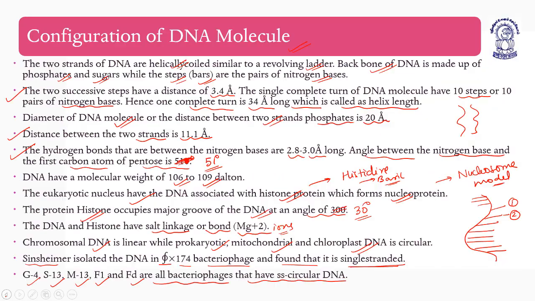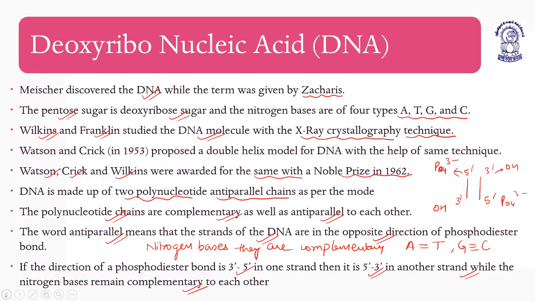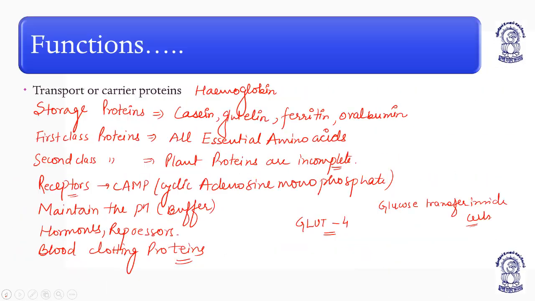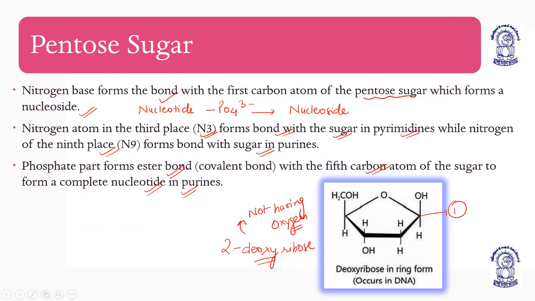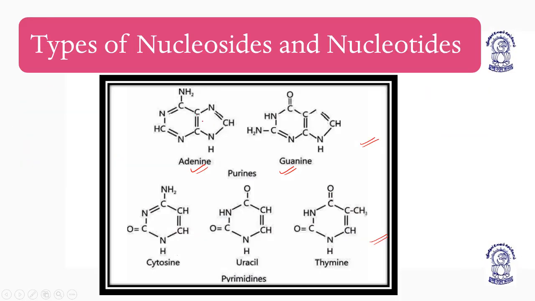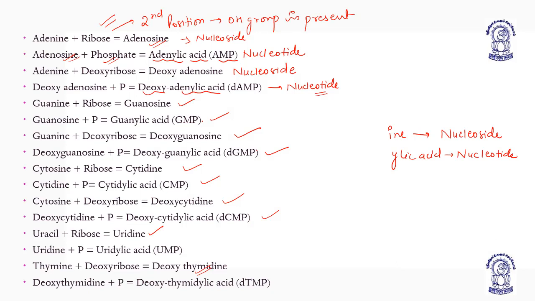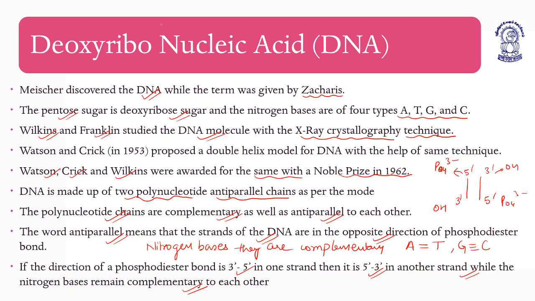Okay, let's see once again what the different slide contents we have covered. Nucleic acids, DNA, its configuration, pyrimidines, purines, pentose sugar, the attachment of the nitrogen base on the pentose sugar, the attachment of the phosphate group to the pentose sugar. Then nucleoside, nucleotide, and the difference between nucleoside and nucleotide. You can see that in RNA the second position has an OH, and in DNA the second position does not have the oxygen, sorry.